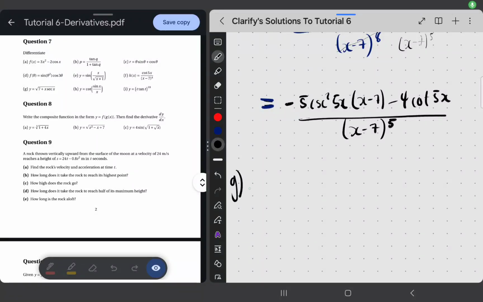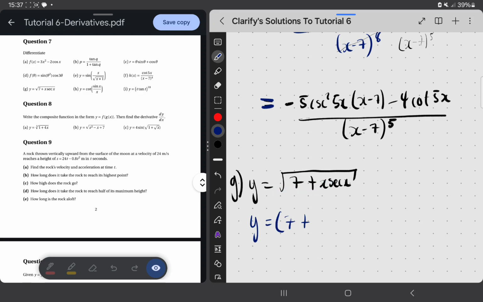Doing part G, which says we have y being equal to the square root of 7 plus x sec x. How simple is this? Now, what do we do? We can't deal with the square root. So y will be, especially when we're differentiating, (7 plus x sec x) to the power of half.